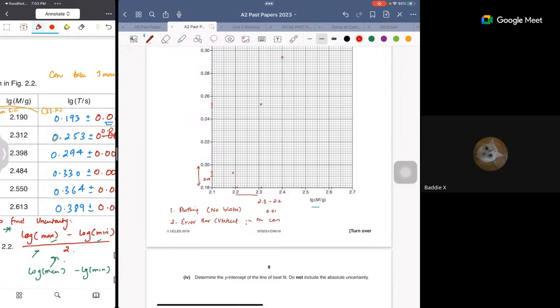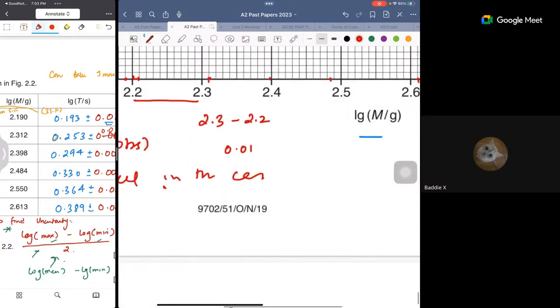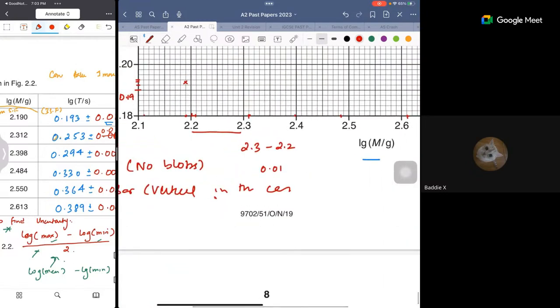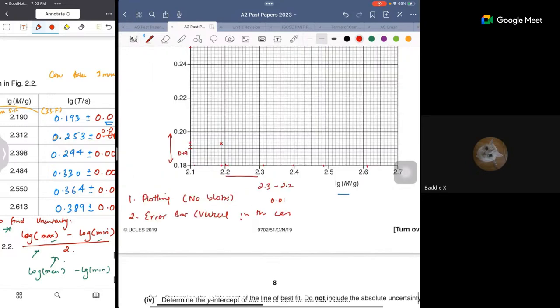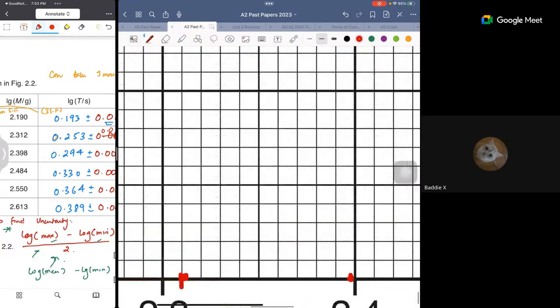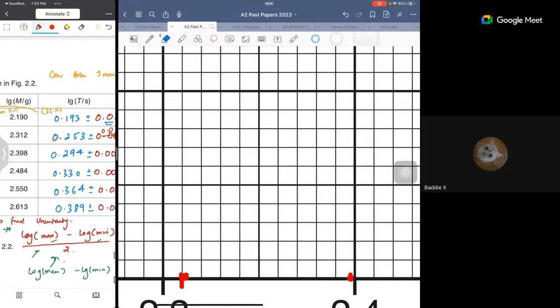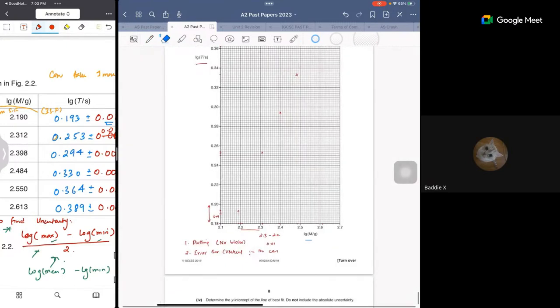Now I'm going to go to the first question and answer it. You can have a little bit of change. The paper is from 2019, so there can be a little bit of uncertainty in that. Maybe your point was supposed to be here, but it is a little bit shifted to this side. That's fine, but it should not be shifted more than half a box to either side. That would be wrong. Okay. All right, so now doing the error bar.